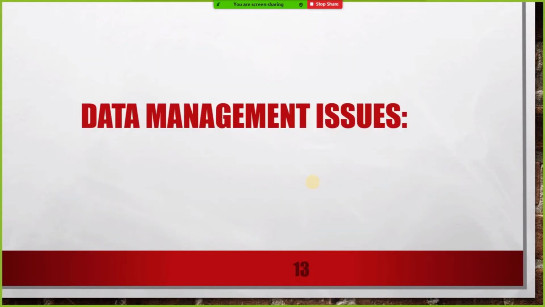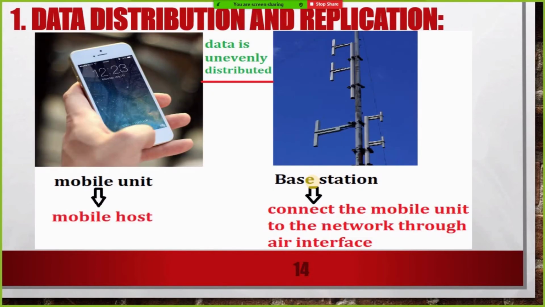Now let's discuss data management issues. So first is data distribution and replication. First of all, let's understand the terms mobile unit and base station. I have also written here. A mobile unit is also called a mobile host, and we can say mobile system also. And the base station interconnects the mobile unit to the network through the air interface.